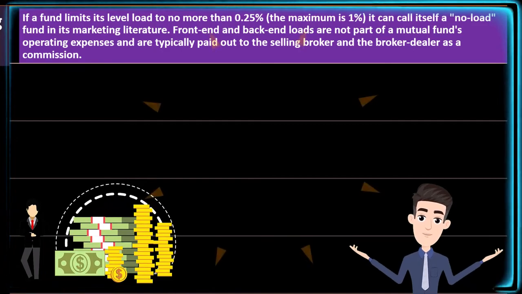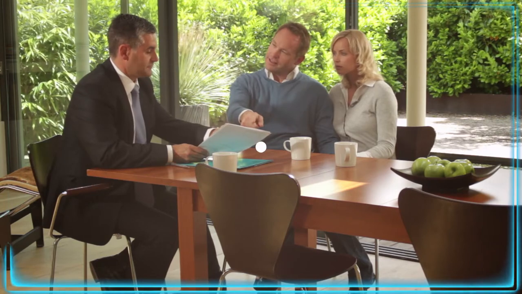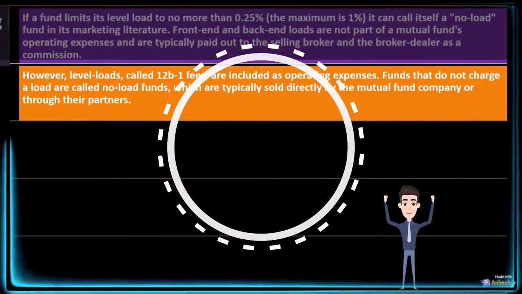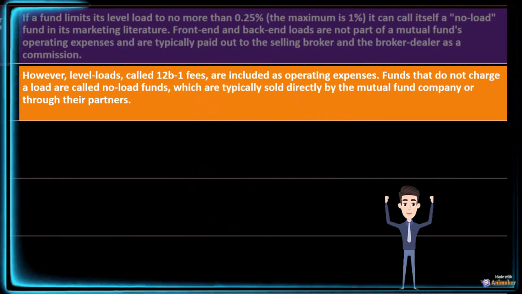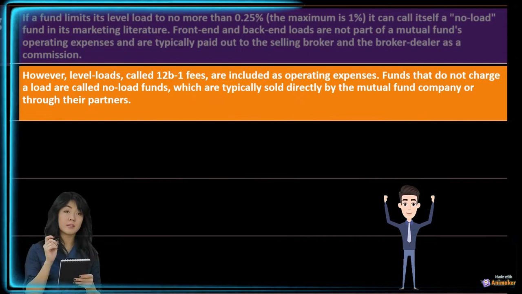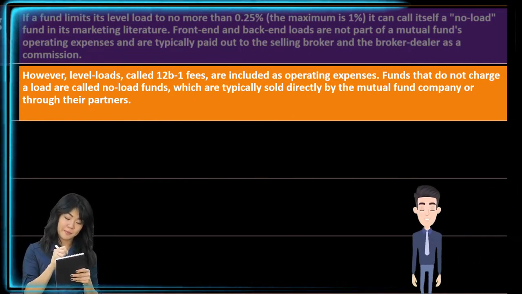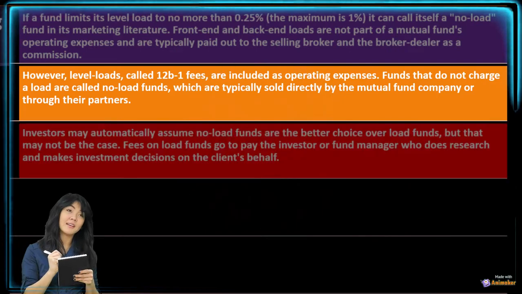So when we think of the broker, you might be familiar with a broker in a home sales type of transaction, in essence acting as your agent to help you facilitate the sale and purchase processes here. However, level loads, called 12b-1 fees, are included as operating expenses. Funds that do not charge a load are called no load funds, which are typically sold directly by the mutual fund company or through their partners.